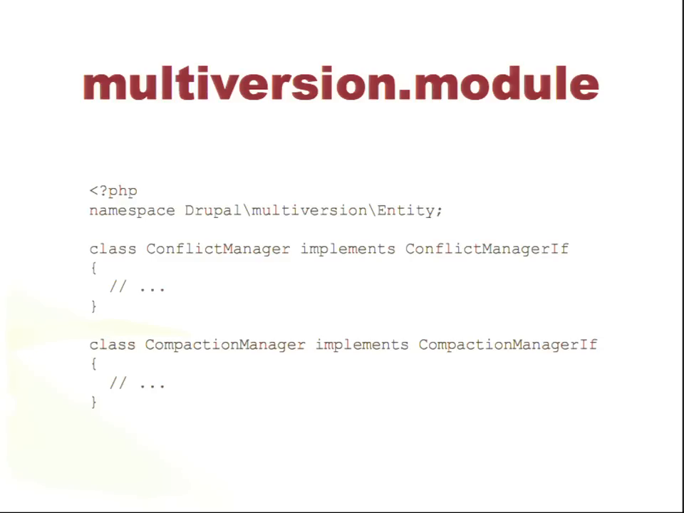So that's the multi-version module. That's essentially what it's doing, and it's doing a lot of the heavy lifting of tracking revision trees, conflicts, and compaction. So it's a very fundamental low-level module that's important for this stack.